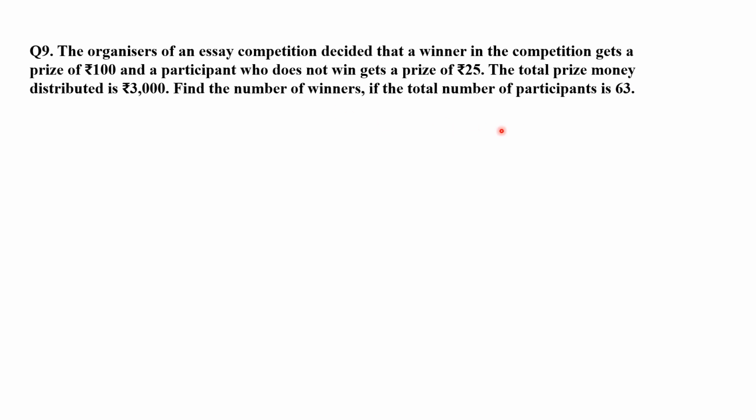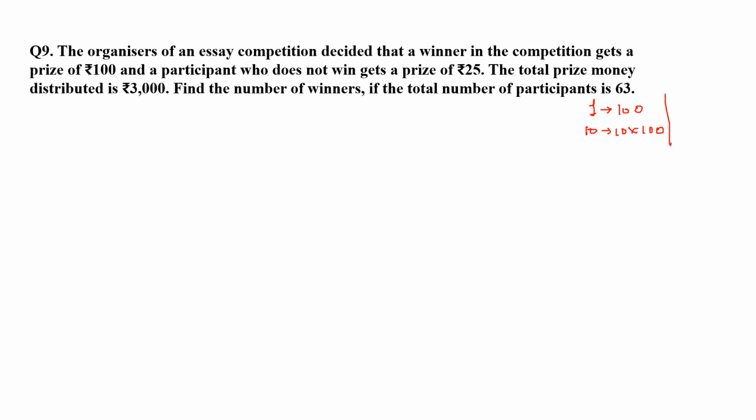So it is given that the number of participants is 63. You have to find how many of them are winners. And it is given that if someone is a winner, they will get a prize of 100. Someone who is not winning will get a prize of 25 rupees. And the total prize money is 3000 rupees. So if suppose there are 10 winners, the prize money distributed to the winners will be 10 into 100, isn't it? One winner is getting 100 rupees, so if there are 10 winners, they will get 10 into 100.